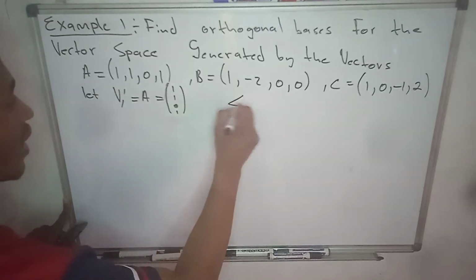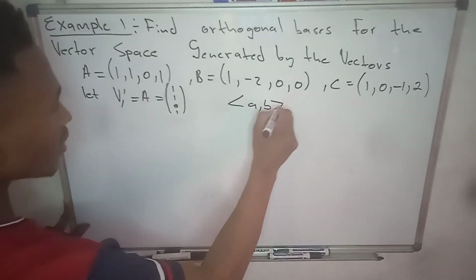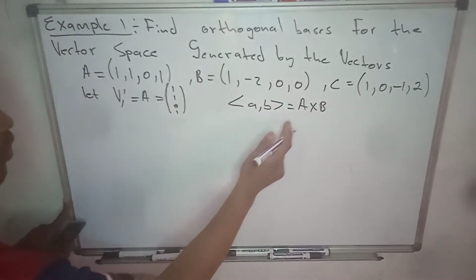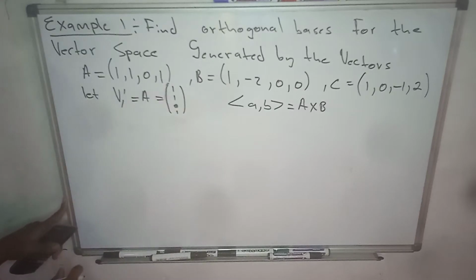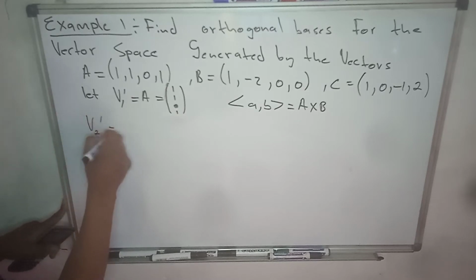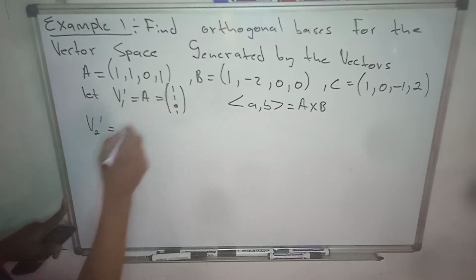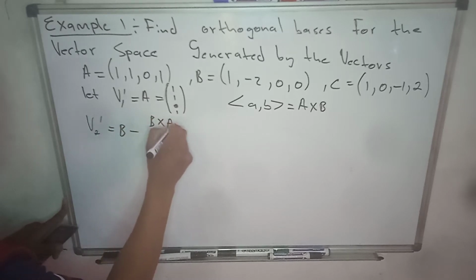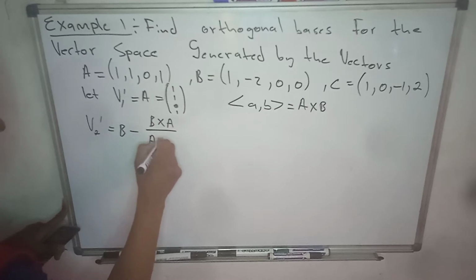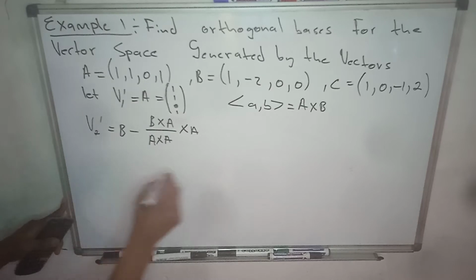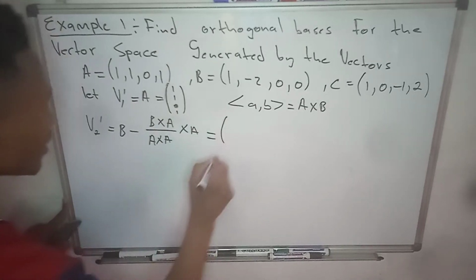But remember that A and B is the same as A times B. So we are going to be using this throughout this video to avoid further complications. So it will be V2, which will be B in this case, minus B times A over A times A, times A. So this is what we're going to do. But what is B? What is our B?